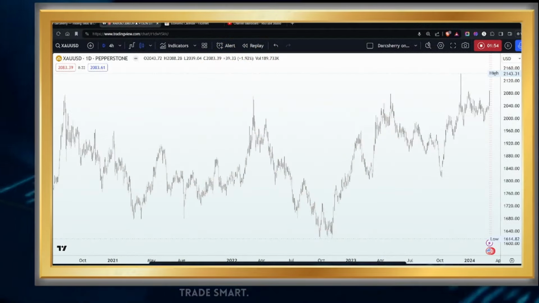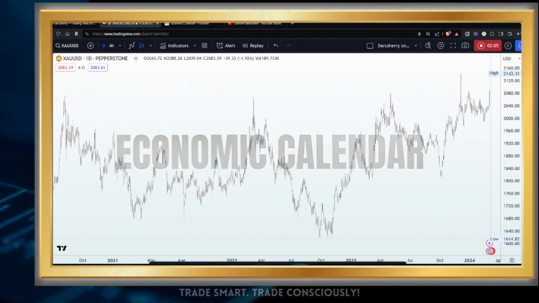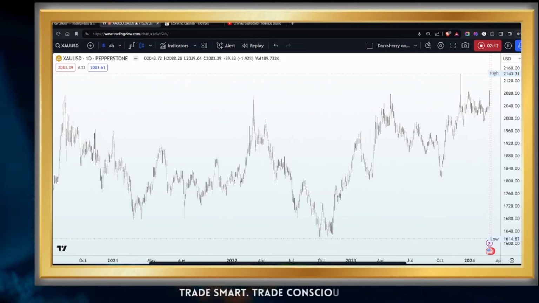As always, we will be dissecting the current market structure from both technical and fundamental perspective, utilizing our basic tools such as the economic calendar, trend lines, key levels, and chart patterns to decipher potential price movements in the coming week.